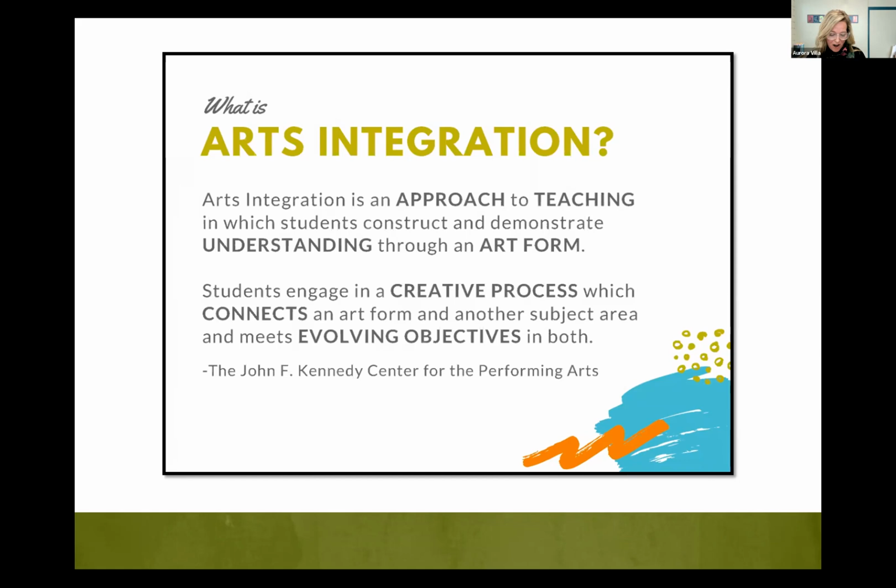What does that mean? Arts integration requires teachers to set those objectives in both the art form and the other subject area. So there's this balance between the objectives. Students are accountable for meeting objectives in both the art form and the other subject. So there you go. There's a little bit of definition or explanation of what arts integration is.